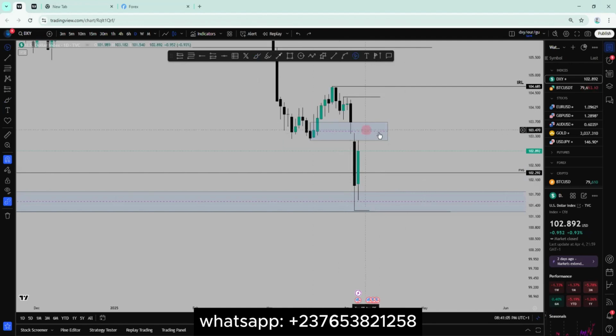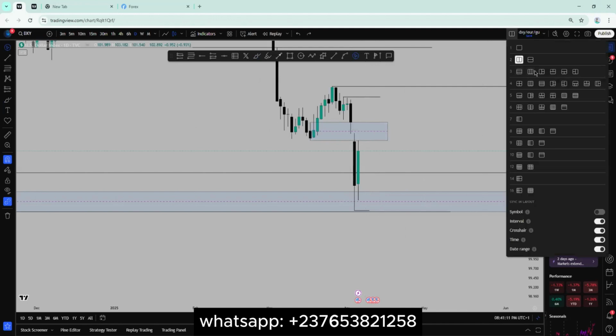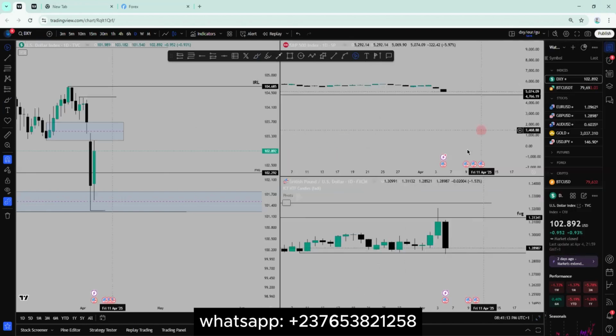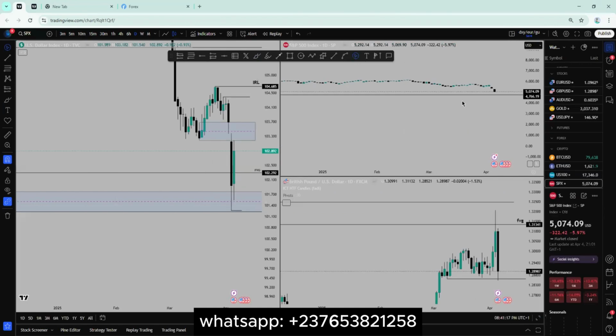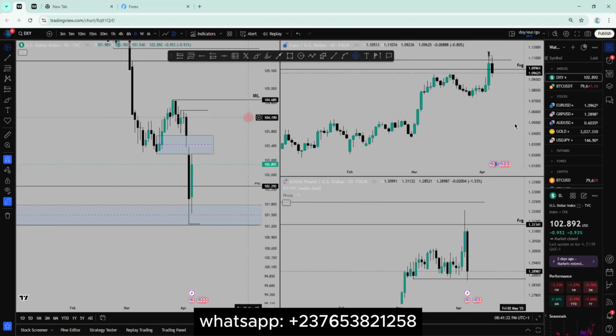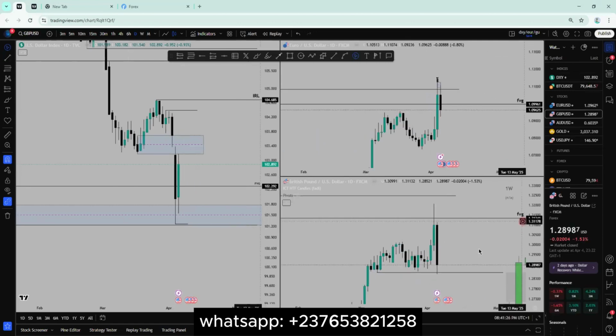I will look into it. Let me just go straight to it so that I'll show you guys what I'm thinking. This should be DXY. Okay, good.